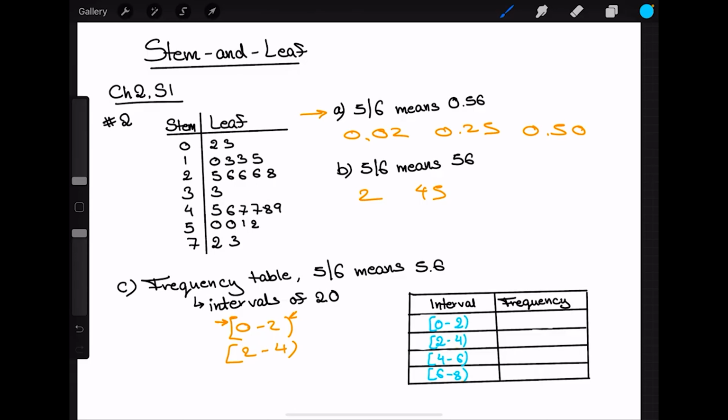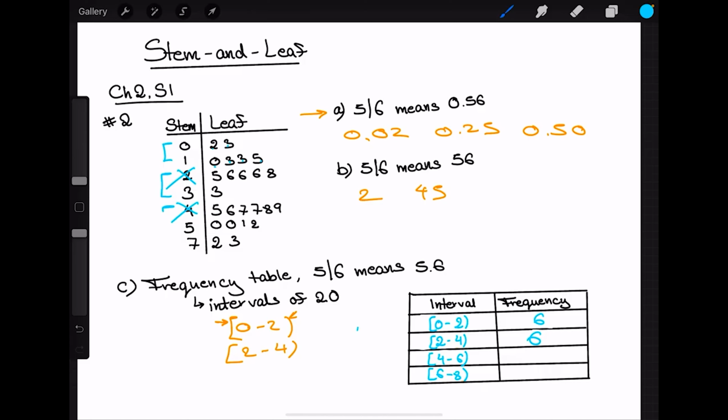Now write down all the frequencies. So you just check how many numbers you have in the leaf of each interval. Interval 0, 2 is just 0, 1 because 2 is not included in this interval. So in this case you have 6 values. 2 to 4 includes 2, 3, but not 4. Again, you have a frequency of 6.